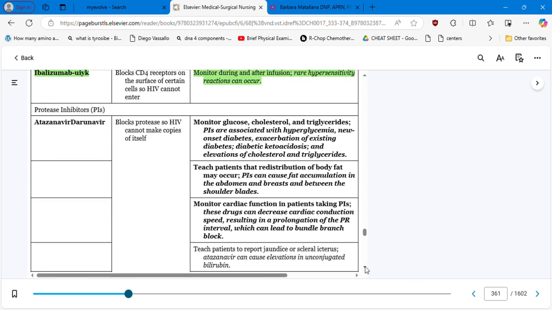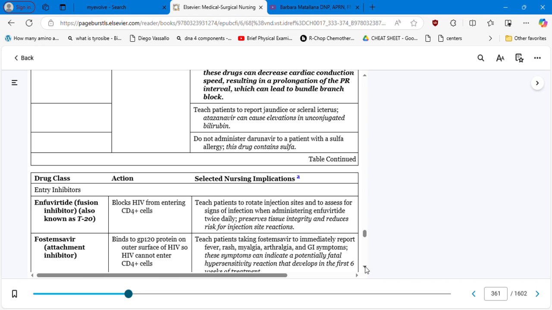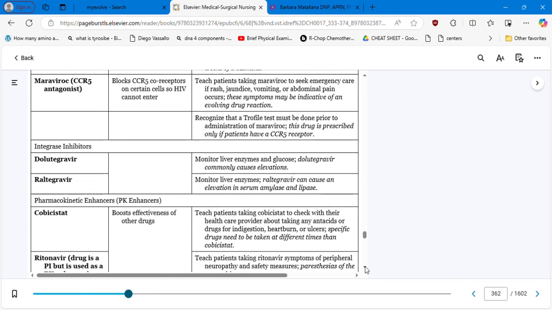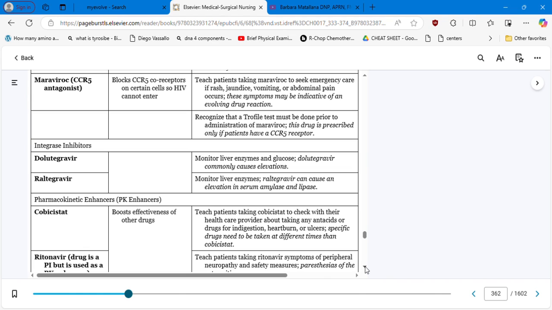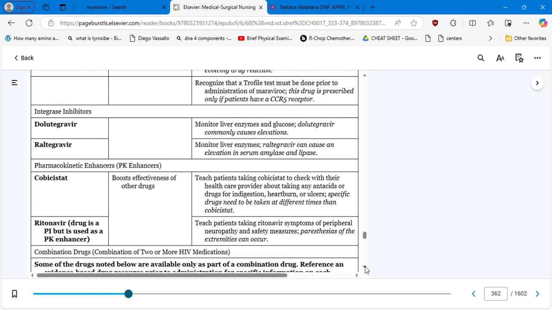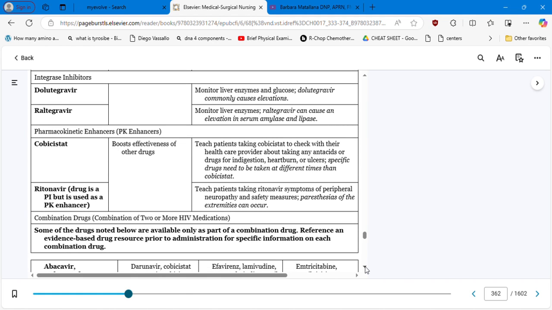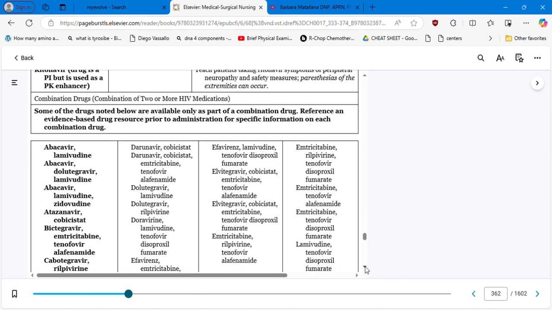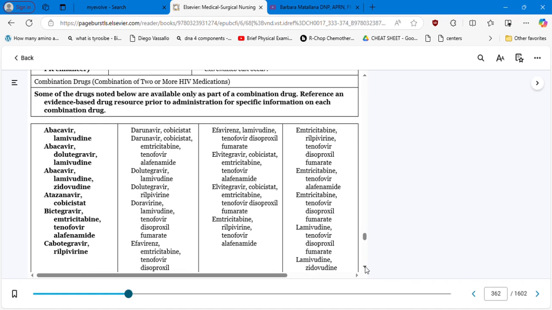So we are working on that sector. You have the entry inhibitors, you have also the integrase inhibitors, so you have to monitor liver, kidneys. You have also the pharmacokinetic enhancers, which boost effectiveness of other drugs. In terms of the exam, I already told you in the blueprint what I'm going to ask you, right? Some of the drugs noted below are available only as part of a combination drug. Reference an evidence-based drug resource prior to administration for specific information on each combination drug.